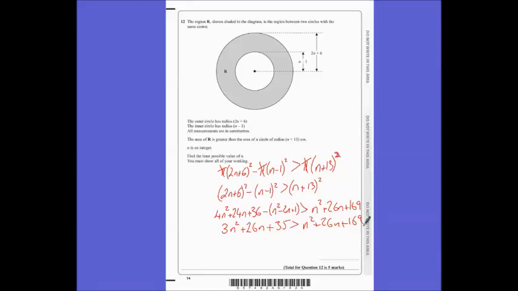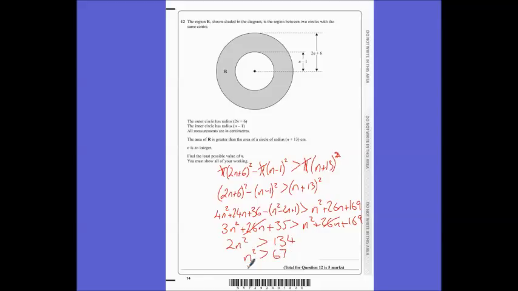Then, notice we've got 26n on both sides, so again we can cancel the 26n's out. We can subtract this n squared off both sides, so we end up with 2n squared. And we could subtract the 35 off the 169, and that would give us 134. So we've got 2n squared must be greater than 134. If we divide by 2, we've got that n squared must be greater than 67.